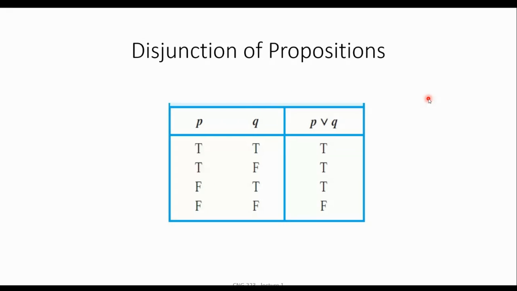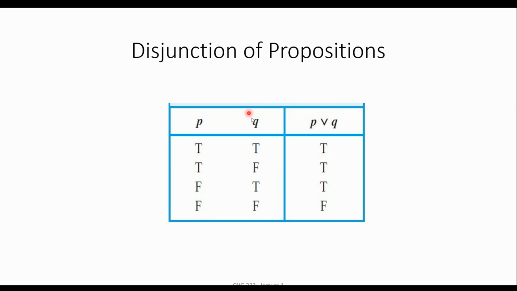The next one, disjunction of propositions. It acts like union in statistics, right? The last one can be considered as interception or AND logic. This is OR logic or union in statistics. So in this case, we say if either one of them or both of them are true, then the disjunction will be true. Only in one case is this false, and this is the case that both propositions P and Q are false.